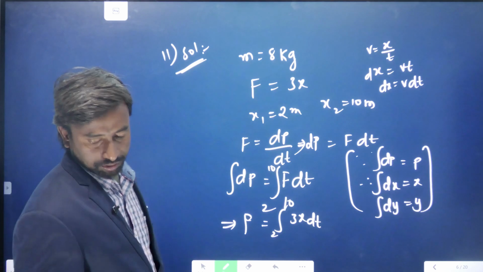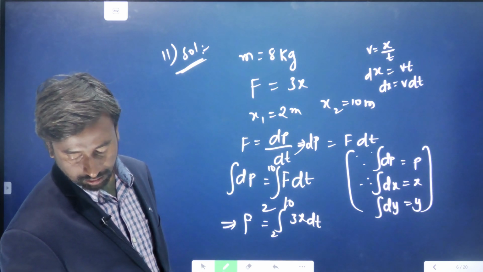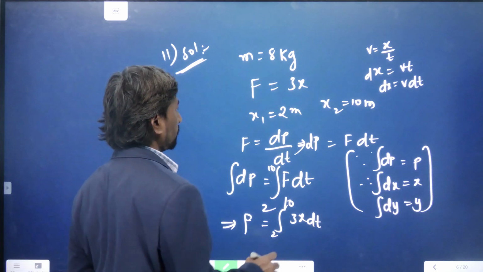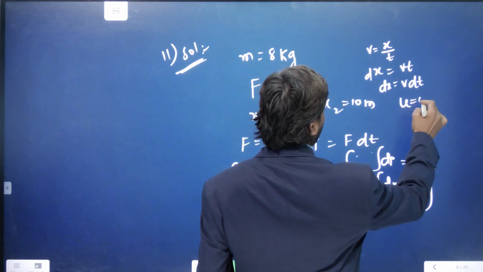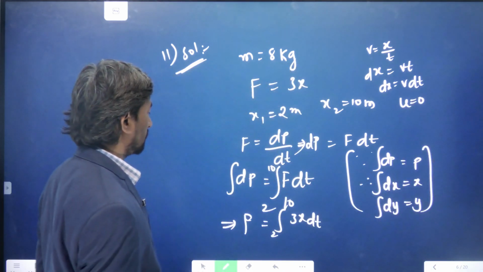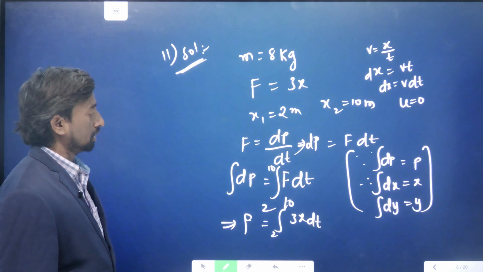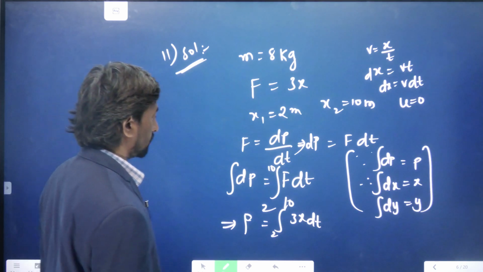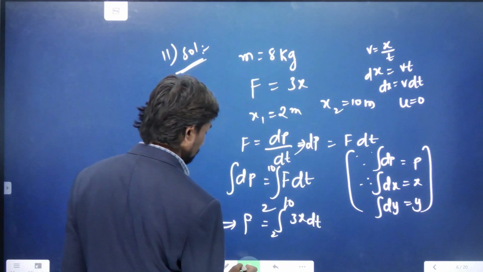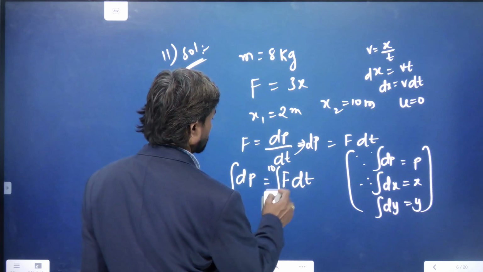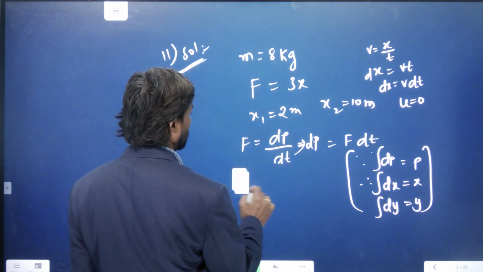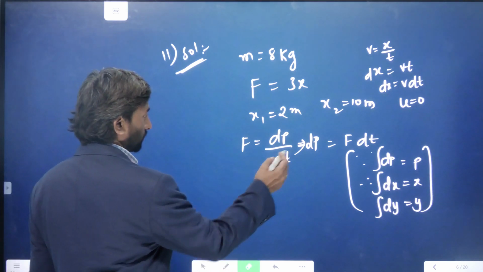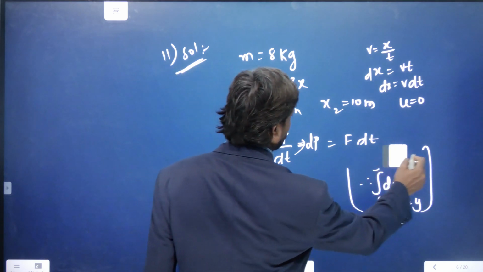They're asking in the question only that the body is initially at rest. So initially the body is at rest means the initial velocity will become 0. They're asking only the change in velocity, dP. So there is no need to take this integration part; we can take it out. They're asking only the change in momentum, and from the change in momentum we can get the final velocity. So from this equation, now this is also.